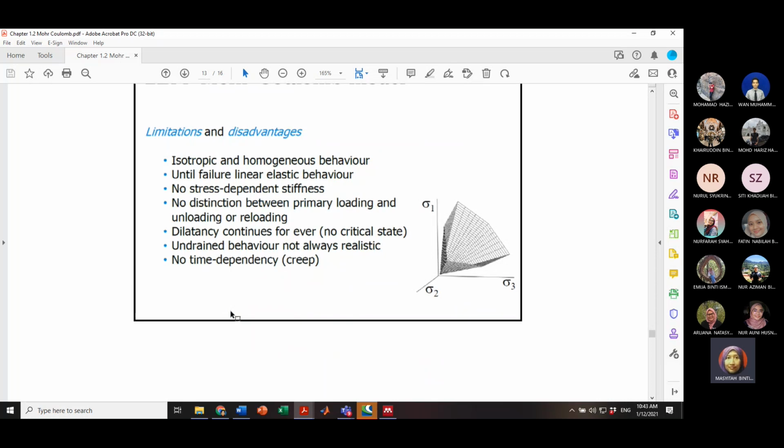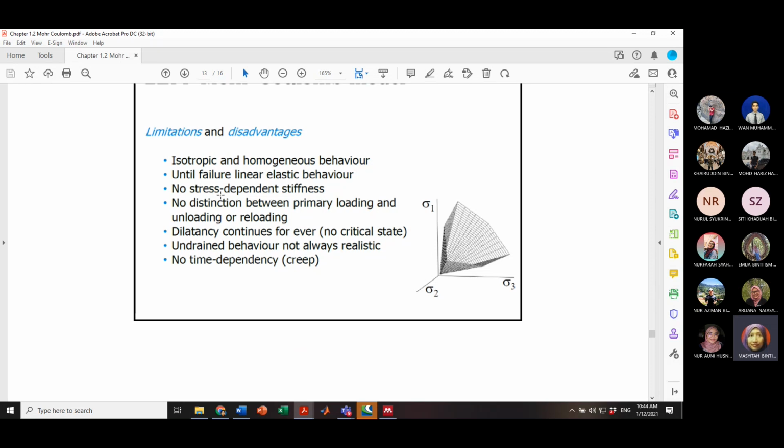However, there are disadvantages of the MC model. For example, it is only applicable for isotropic and homogeneous behavior, which is not true of soil. Until failure, linear elastic behavior, meaning before it reaches the yield stress, it behaves linearly. No stress-dependent stiffness, no distinction between primary loading and unloading or reloading.